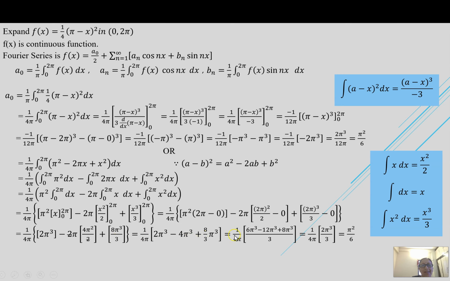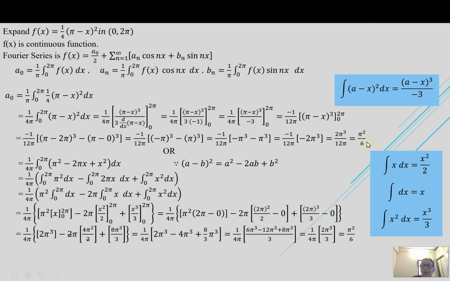Now 1 by 4 pi, here if you take LCM, here 2 into 3, 6 pi cube minus 4 into 3, 12 pi cube plus 8 pi cube upon 3. So here if you simplify this in numerator, you get 2 pi cube. So 1 by 4 pi into 2 pi cube by 3. So if you cancel 1 pi and this 2 and 4, you get pi square by 6. So we got same value.